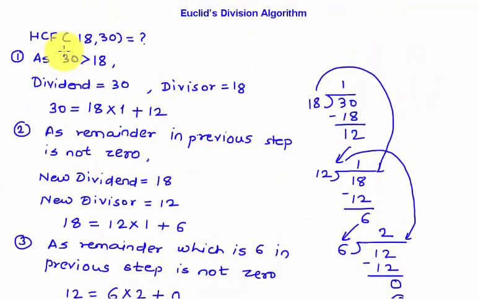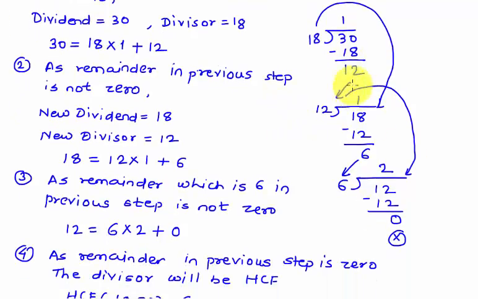So let's revise again all these points. Now we have a problem where we want to find out the SCF of 18 and 30. In the first step we found out the bigger number. So what is the bigger number? The bigger number is 30. So we took 30 as our dividend and 18 as divisor, and we carried out the division. Now at the end of this division we got the remainder as 12.